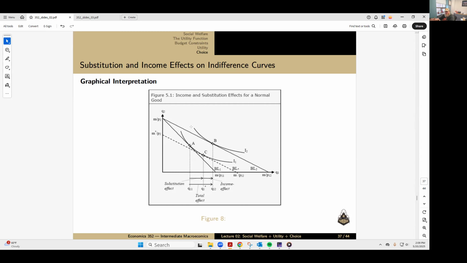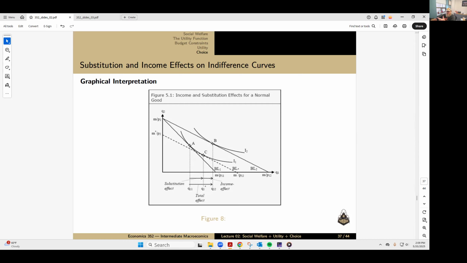Ultimately, what governs the substitution and income effects here is going to be preferences, right? So we can see in this particular example, the individual moved from bundle A to bundle B, and bundle B has more of both goods. Bundle B has more of good one, and it has more of good two. So the idea is that part of the movement from A to B was an income effect from the price of good one being cheaper.